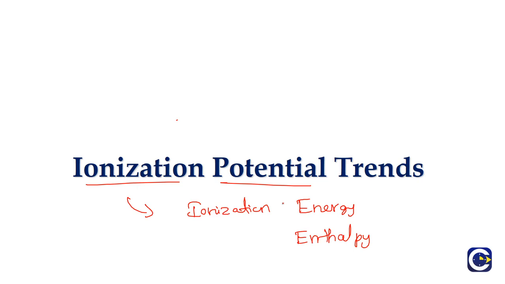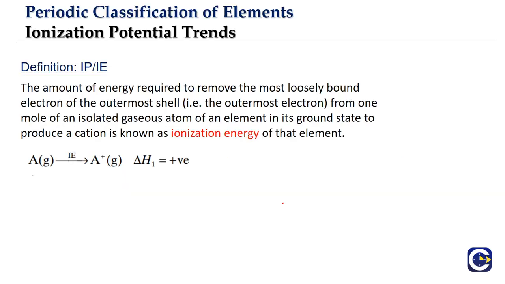So when we talk about the ionization potential trend, that is also going to be similar for the case of ionization energy and ionization enthalpy. So first we'll start with the definition of what is an ionization energy. This definition is important to understand how we are actually measuring this.